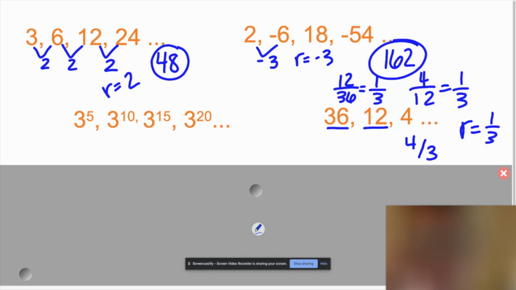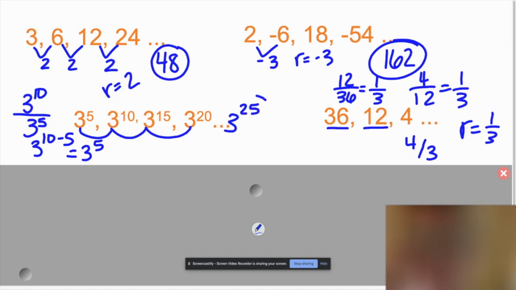However, this one over here, if we notice that we are increasing in exponents, and if we remember our exponent properties, if we take 3 to the 10th power divided by 3 to the 5th power, you simply just take the exponents and subtract them. So our common ratio is 3 to the 5th, which means our next term of the sequence is 3 to the 25th.